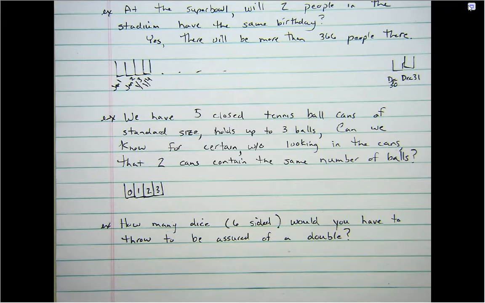So doubles is when you get 2 dice that show the same number. You have as many dice as you need. How many dice do you have to throw to make sure you get a double? Maybe? Okay. 7. Yeah, 7.